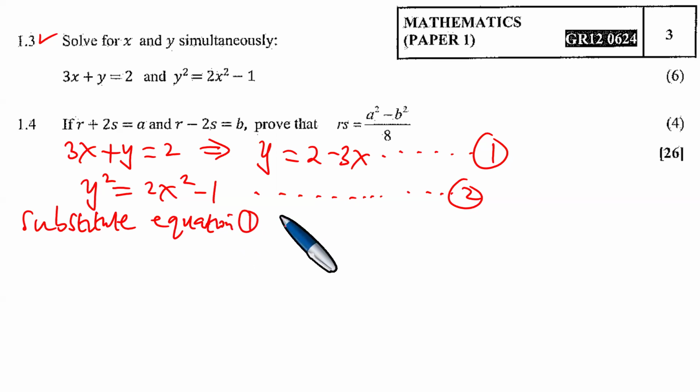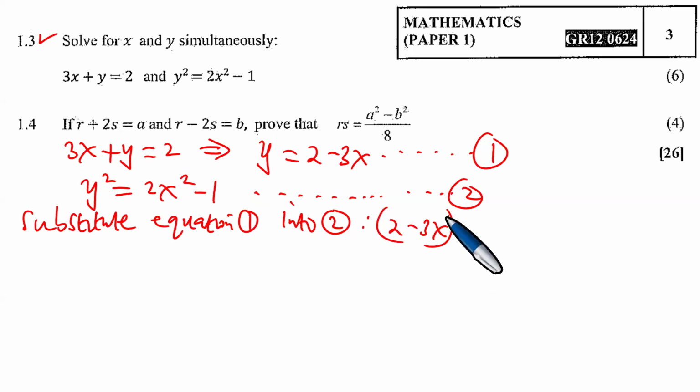We substitute equation 1 into equation 2. If y equals 2 minus 3x, in the place of y we shall put 2 minus 3x, so that we have (2 minus 3x) squared, and this is exactly 2x squared minus 1.